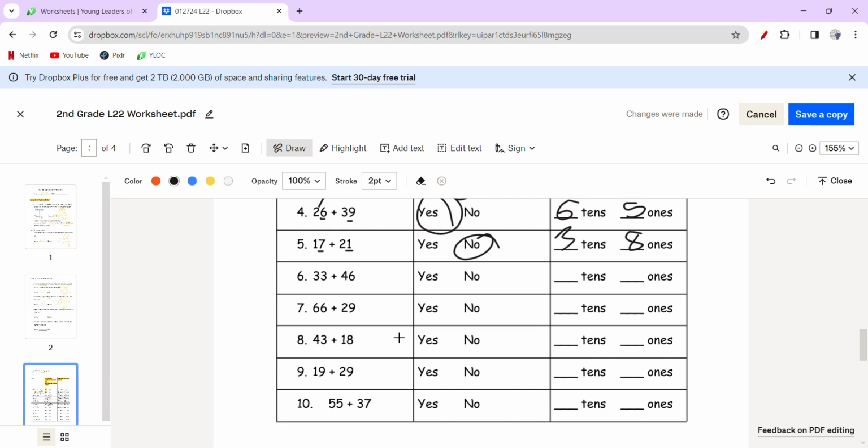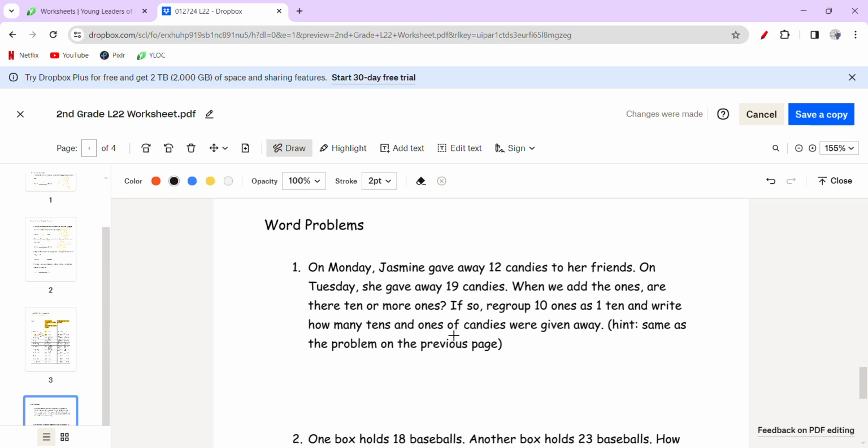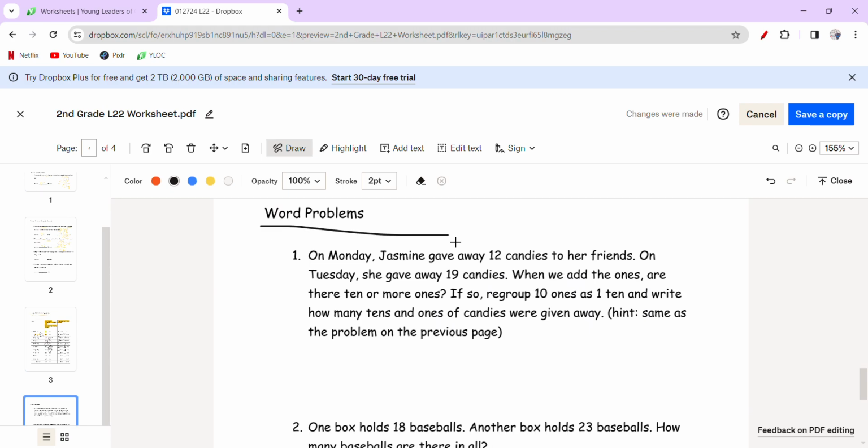Let's try our last question. 33 plus 46. We look at the 3 and the 6. 3 plus 6 equals 9, which does not exceed 10, so you would not need to regroup. So we add 3 plus 6, which is 9 ones, and 3 plus 4, which is 7 tens. Just like that, that is how you add two-digit numbers by regrouping. Moving on to word problems.